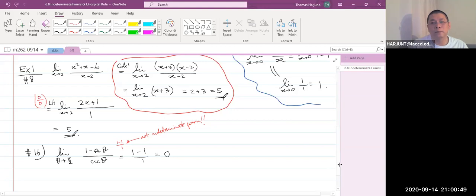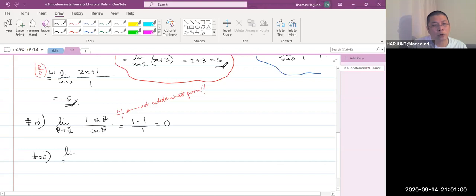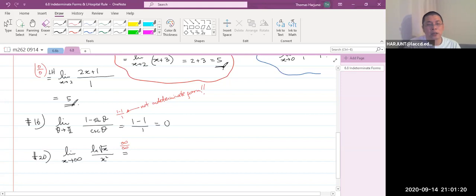Number 20. Limit as x goes to infinity of natural log of square root of x over x squared. Now when I plug infinity into the top, I get infinity. I plug infinity into the bottom, I also get infinity. That's an indeterminate form. Because of that, I will do the derivative. But before I do the derivative, let me modify that a little bit. This is 1/2 natural log of x over x squared.